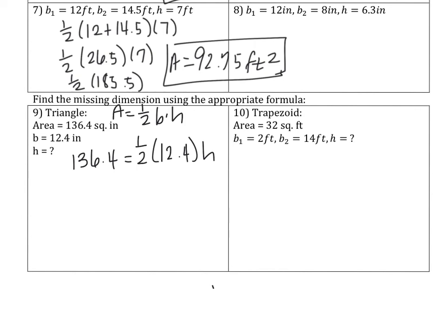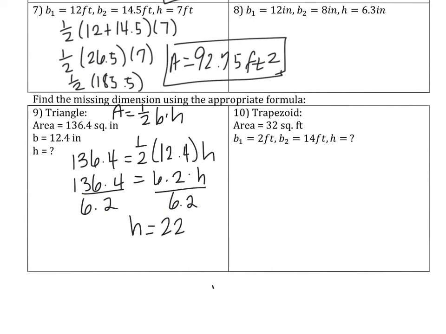So I'm going to take 136.4 equals half of, I'm going to take half of 12.4 because I can do that pretty easily, and it's 6.2 times the height. Divide both sides by 6.2, or 6 2/10. And our height is going to be 22 inches. And notice it's not inches squared because it's not two-dimensional. We're only finding one side, so it's just the inches.